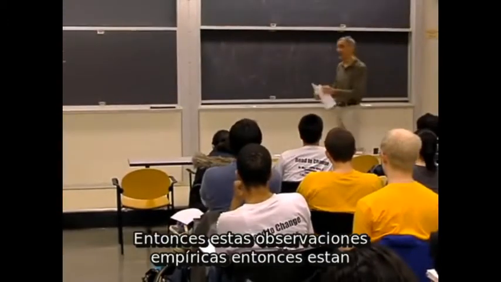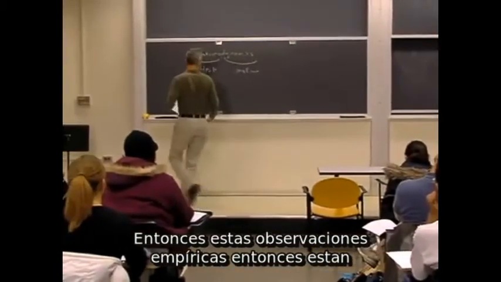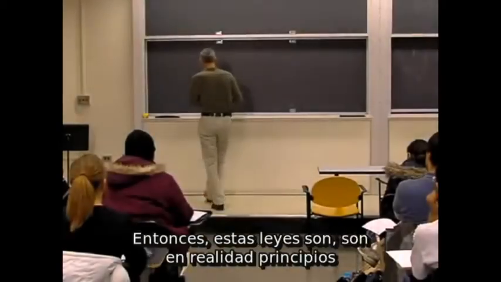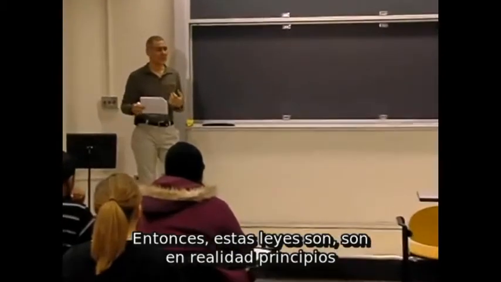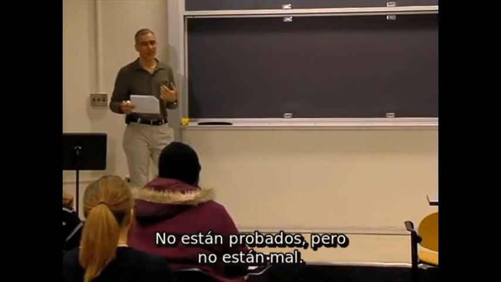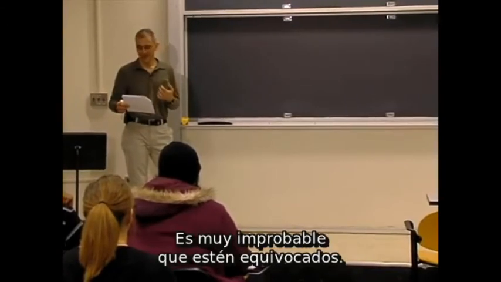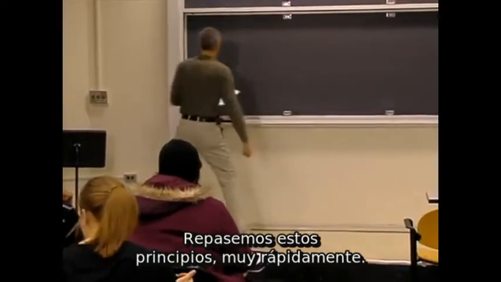So these empirical observations are summarized into 4 laws. OK, so these laws, they're really deep pillars. They're not proven, but they're not wrong. They're very unlikely to be wrong. Let's just go through these laws, okay, very quickly.